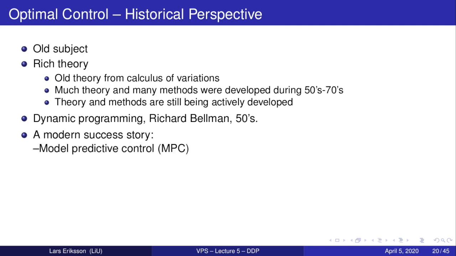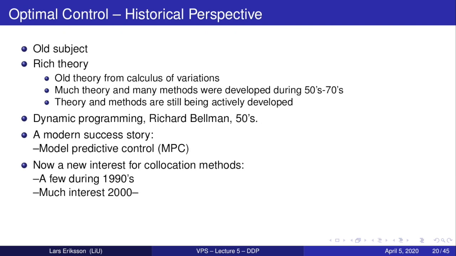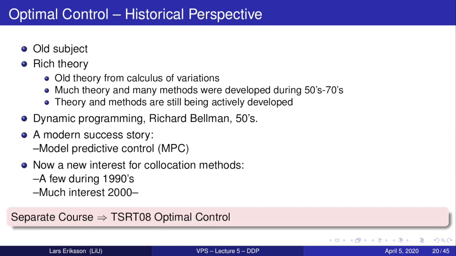Then now we have a modern successor, that's model predictive control, that is relying upon optimization as a tool for optimal control. Now there's a high interest for collocation methods. There were a few during the 1990s, and then much interest has come after the year 2000, and this one is continuously expanding because we get better and better computers, so the computational platforms are helping us to evolve. As an advertisement, there's a separate course, TSFS03 optimal control, that goes through the theory of optimal control and lets you work with several methods that can be used to solve optimal control problems.